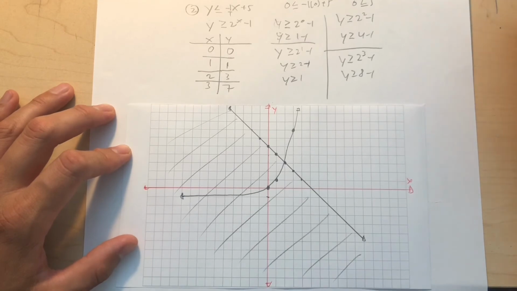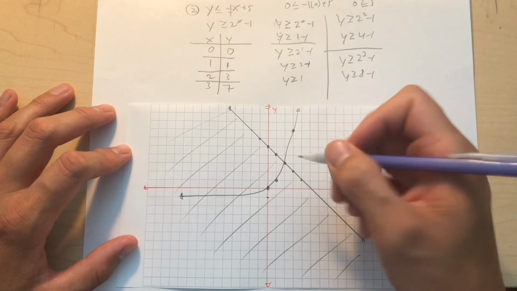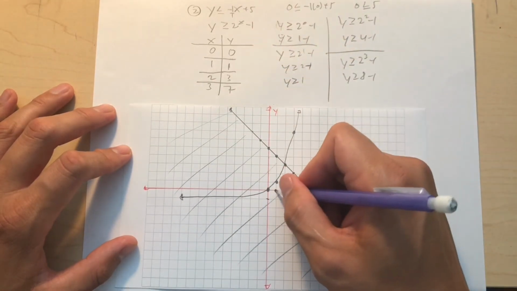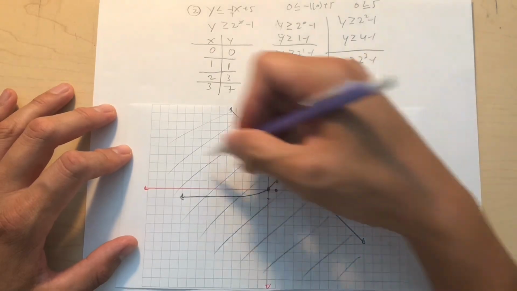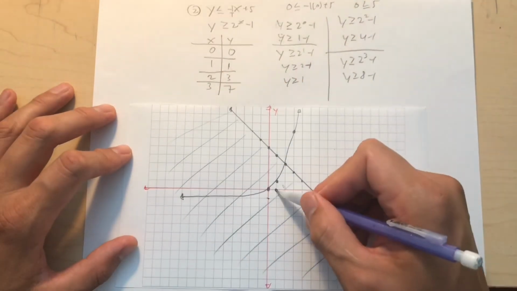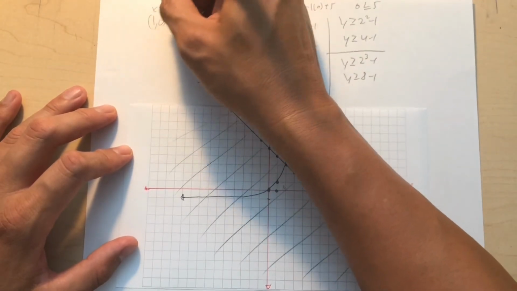All right. Now for this one, I can't check 0, 0 because the graph is on 0, 0. So I'm going to check something just as easy. I'm going to check 1, 0, to see if this is true or this is true. All right, so I'm gonna check 1, 0 for this guy, which is x and y.